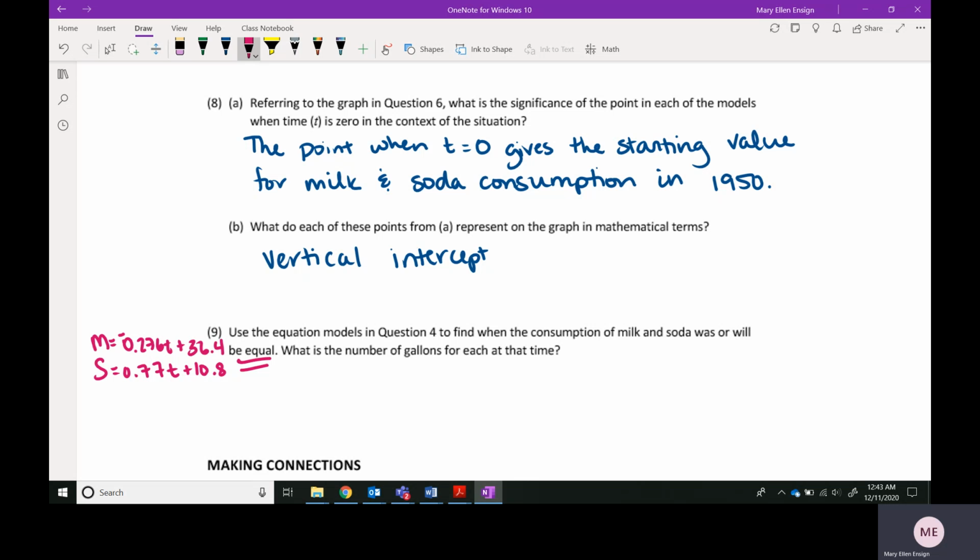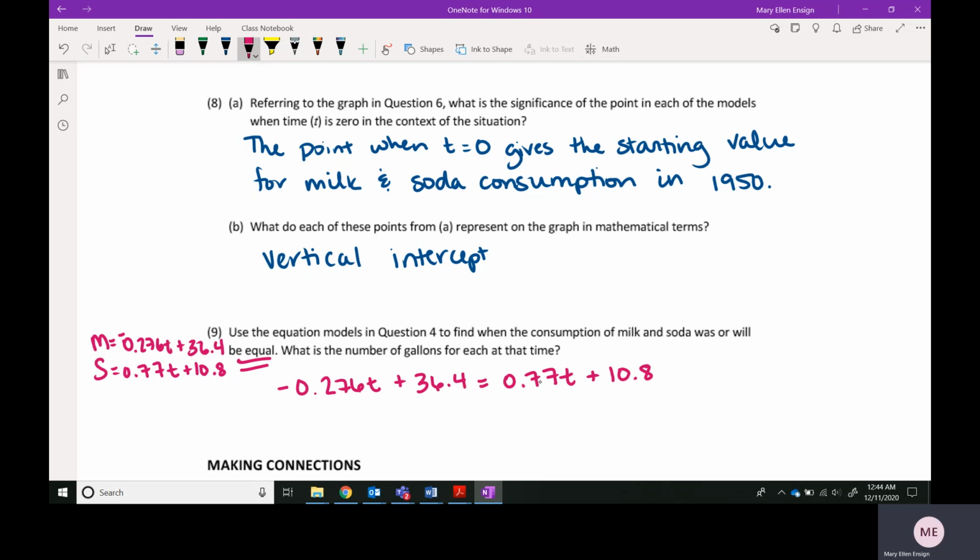Now I kind of already know the answer from the graph, but we want to figure out how to do it with equations. Well, in this case, if I want the amount of this consumed to equal the amount of this, I'm really going to set these two equations equal to each other. So negative 0.276 t plus 36.4 equals 0.77 t plus 10.8. Now we want to solve for t.